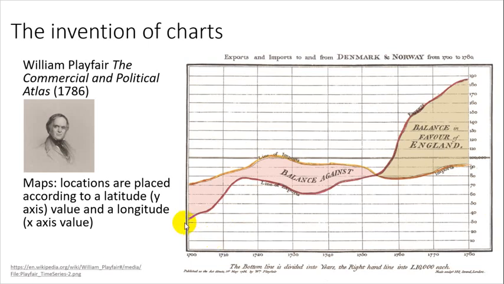So what happens then is when we can see that visually, it's really clear to see that in the mid-1750s, these are decades on the bottom, there was a switch, and the trade balance shifted to favor England.